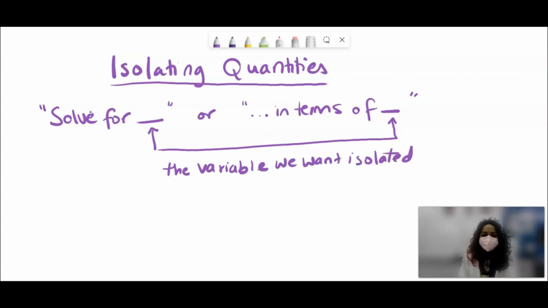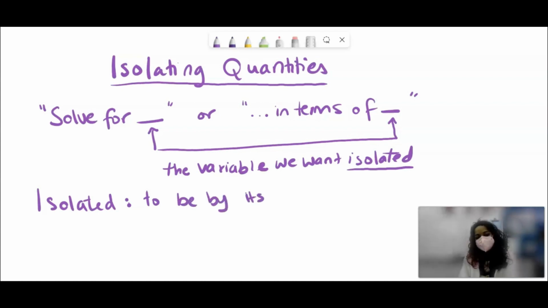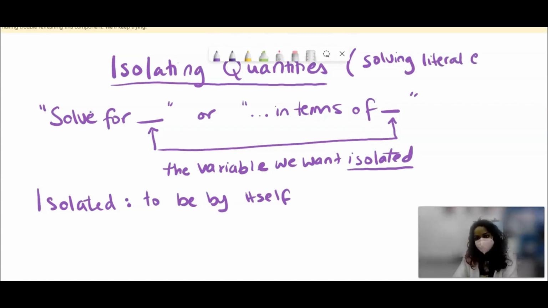Okay? Now, what does it mean to be isolated? Isolated means to be by itself. This can also be called solving literal equations. Isolating quantities is what Khan Academy calls it on the SAT practice.